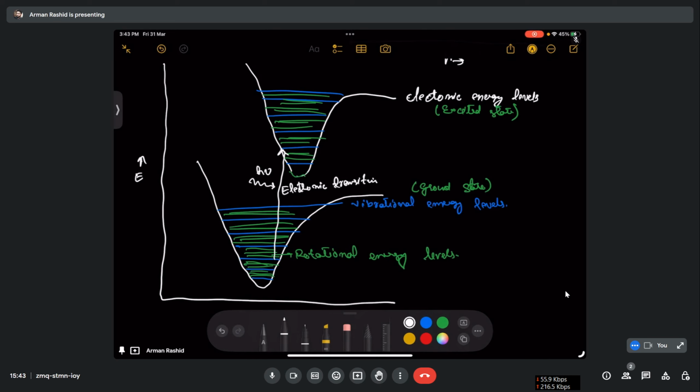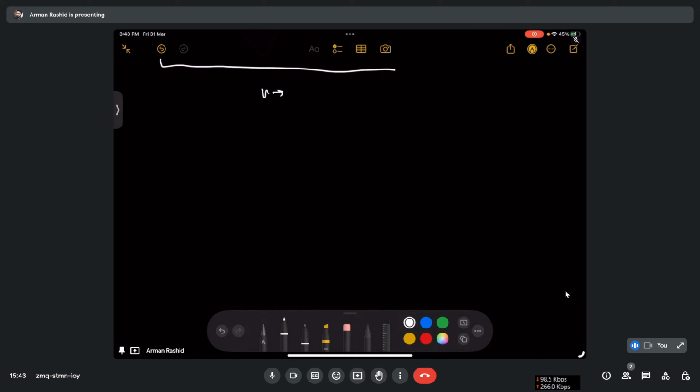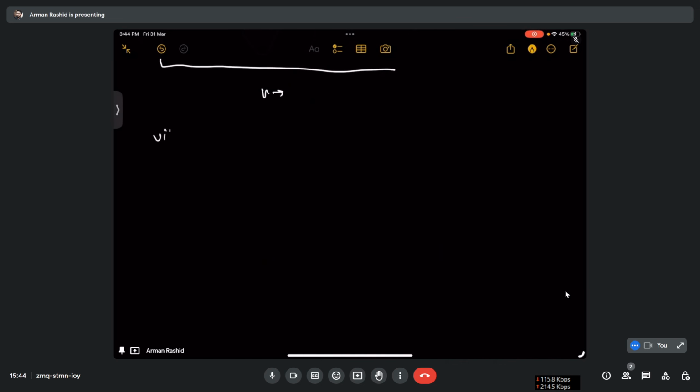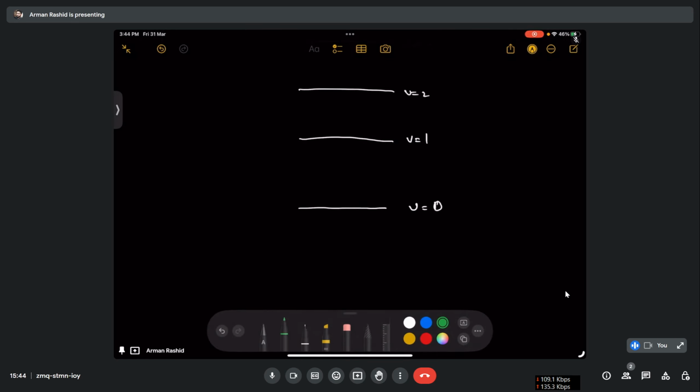And also there is another thing, that you can have a transition from a higher electron density to a higher electron density. If we see the vibrational states, for example, I'll write here the ground level, then the second level, then the third level, then the fourth level. So this is V equal to 0, V equal to 1, V equal to 2, V equal to 3.